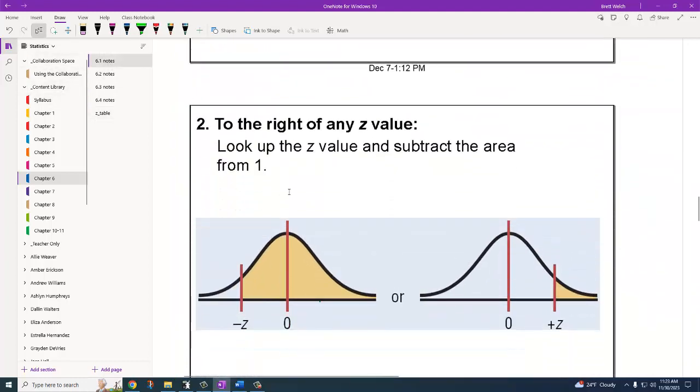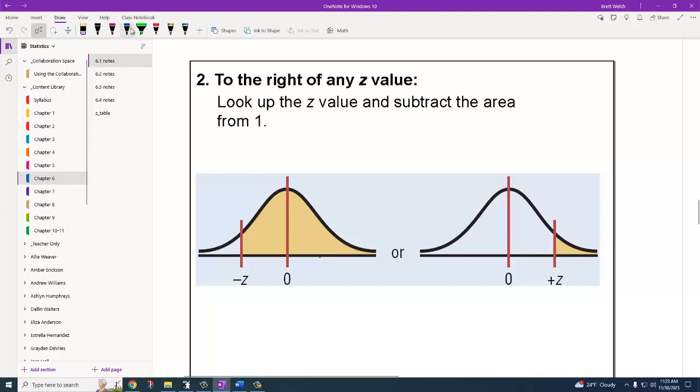If I'm doing the right-hand side, there are two ways to find this value. One, look up the z-value from the table and subtract from 1. Because the area under the whole curve is equal to 1, it stands to reason that if this value from the table was 0.3, then this area to the right would be 0.7. But there's something else that's worth noting. Let's take a look real quick and make sure that we understand how to do that. Let's go back to our z-table.